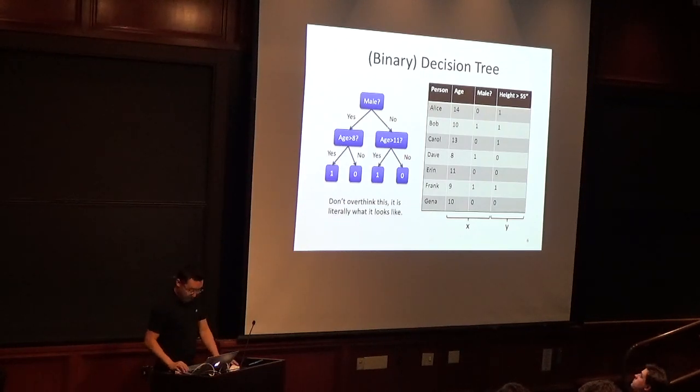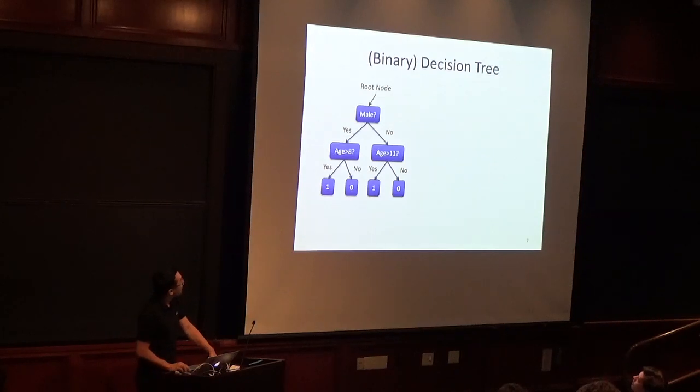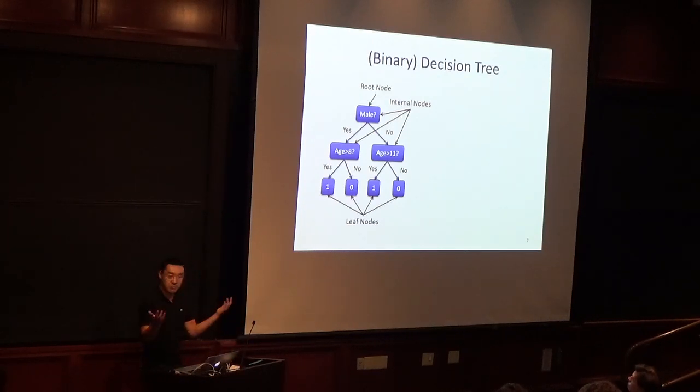Okay, so if this looks like it's almost too obvious or too simple to be true or to be believable, it is not. It is literally what it looks like. Don't overthink it. When you make a decision, you have the root node, you have the internal nodes, and then you have leaf nodes. And the leaf nodes are where the classifications are. So in this case, I've used the notation 0 and 1 for the classification. Some people use -1 and 1. It doesn't really matter.